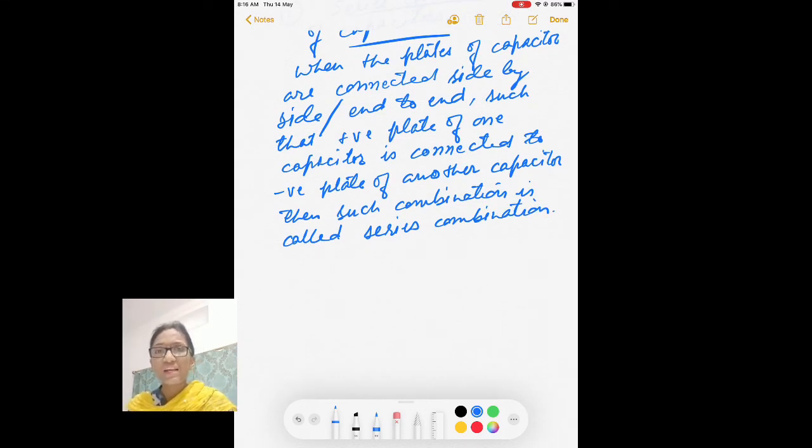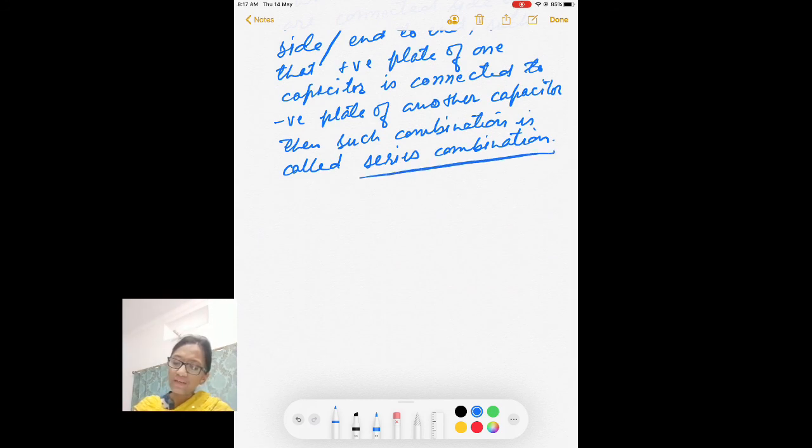So why do we connect the capacitors? Suppose we are having capacitors of capacitance 10 microfarad or so, but we have a requirement of some different capacitance, not the 10 microfarad. So we combine the capacitors in such a way that we finally find a combination which has a capacitance of the desired value.